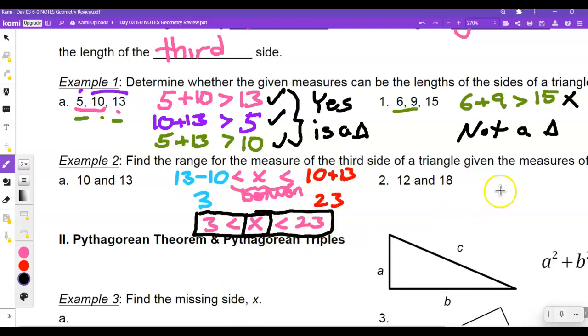So go ahead and do number 2. Just give yourself a chance to try that out, see how it goes.